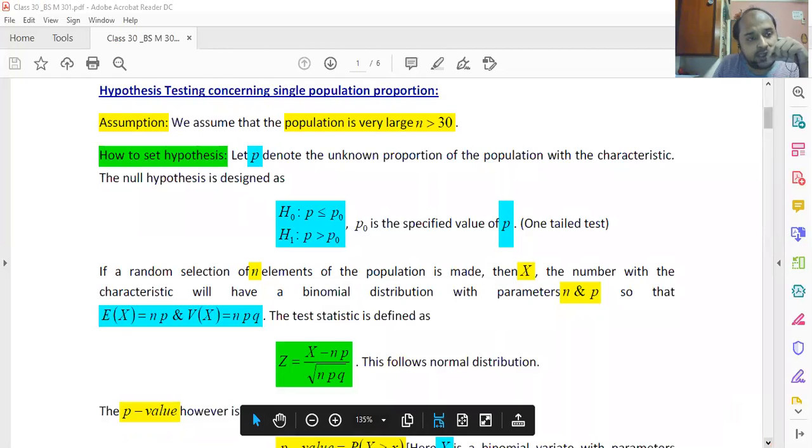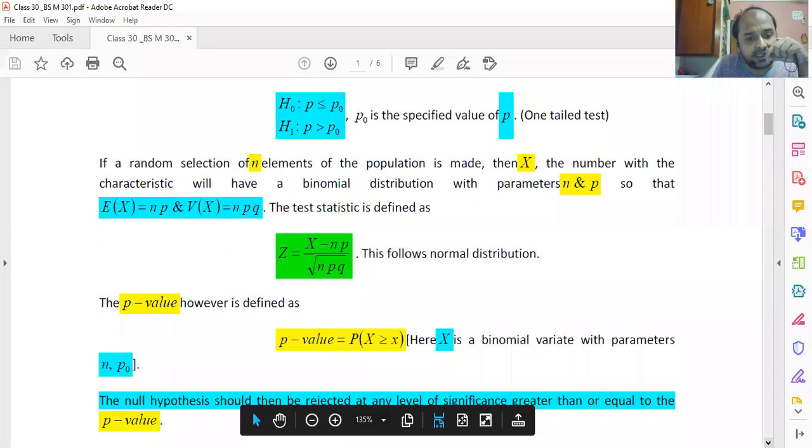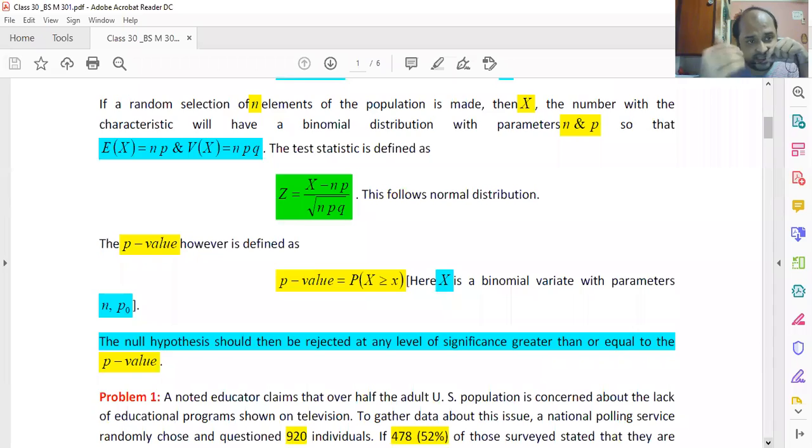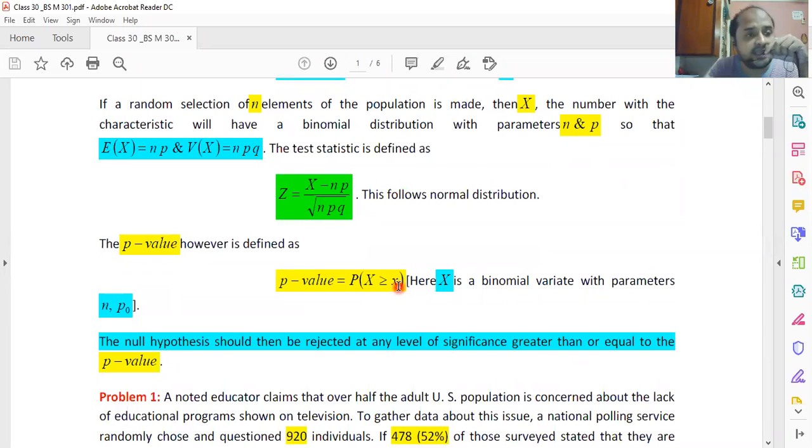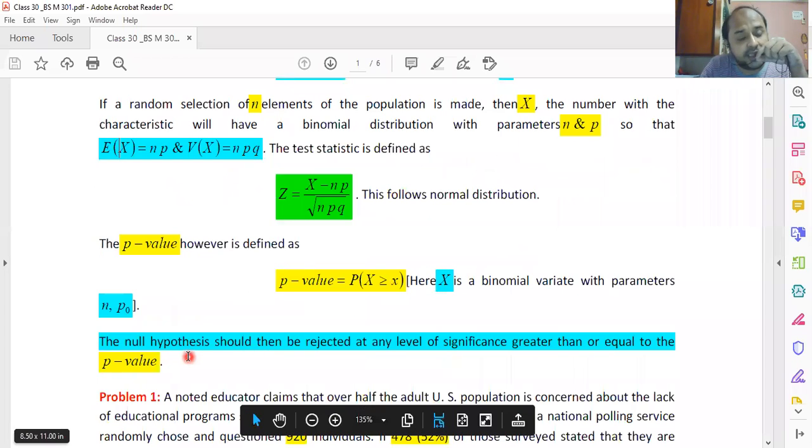So here I'm going to take the help of the p-value, which will be defined under the present situation as the probability of capital X greater than or equal to small x, where small x is one of all possible values of capital X, and we assume that this capital X is binomially distributed. The null hypothesis should then be rejected at any level of significance greater than or equal to the p-value.